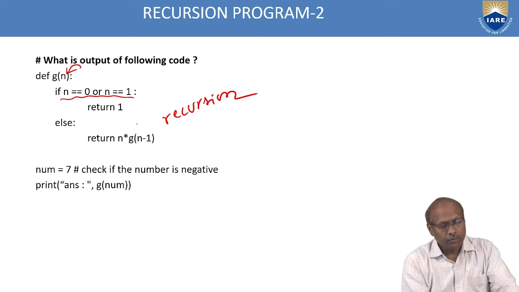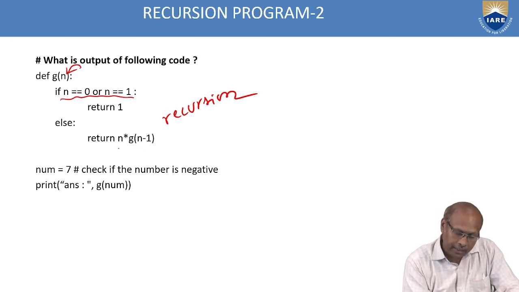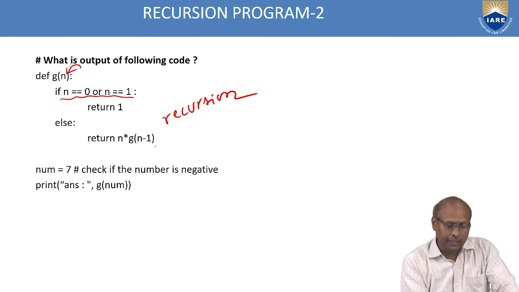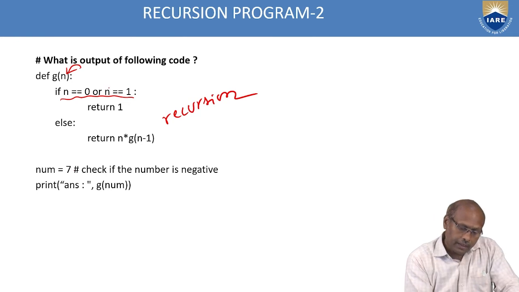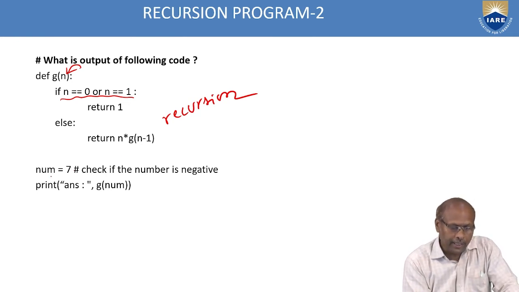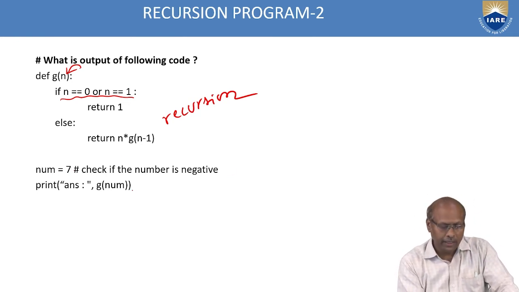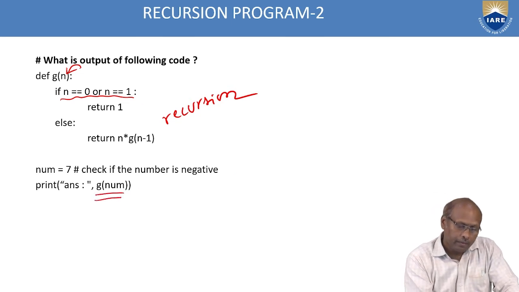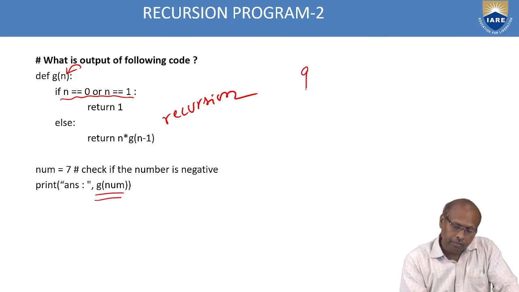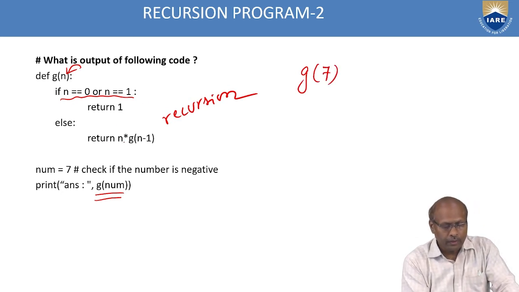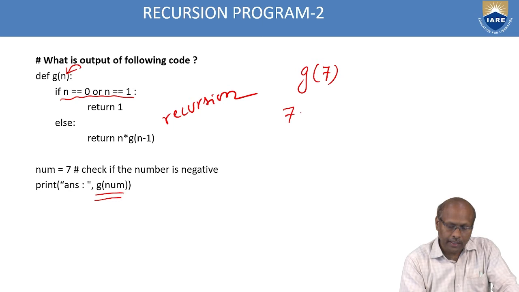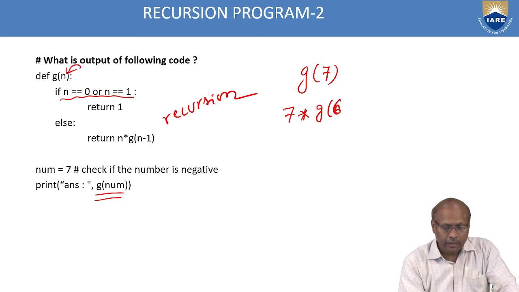Now here, g is calling g with n minus 1. That means the function is calling itself. Now here, num equals 7. So whenever num is 7, it goes here, n is 7. n equals 0? No. It comes to the else part. So 7 into g(n minus 1). n is 7, 7 minus 1 is 6.